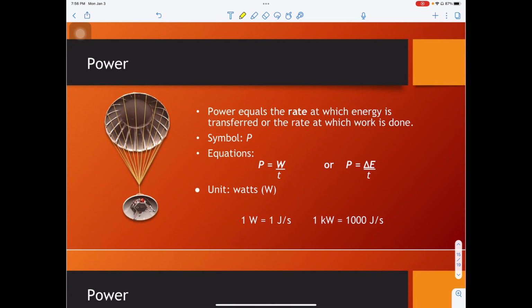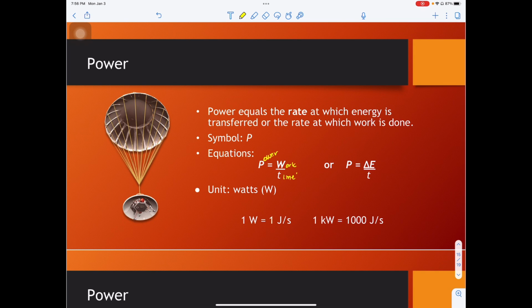So power equals the rate at which energy is transferred, or the rate at which work is done. The symbol for it is a capital P. Here's where it gets ugly. This is one of the few ugly things. So the equation is power is work over time, or it's the change in energy over time.